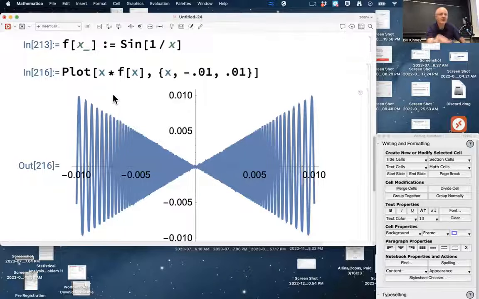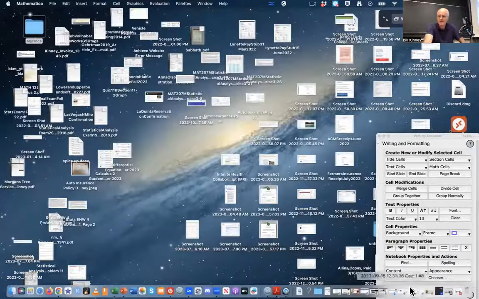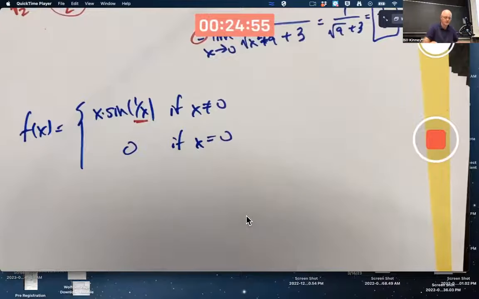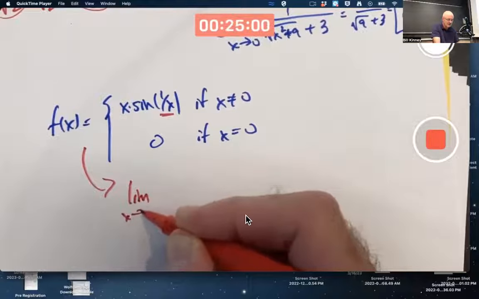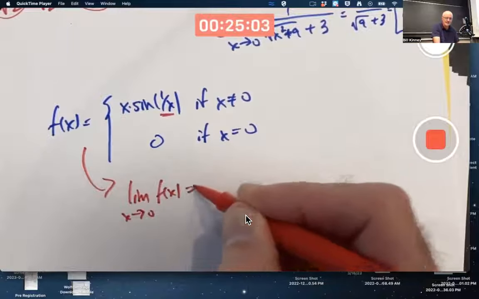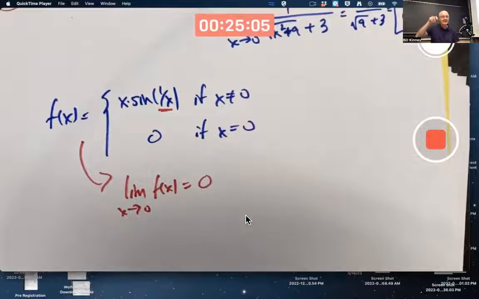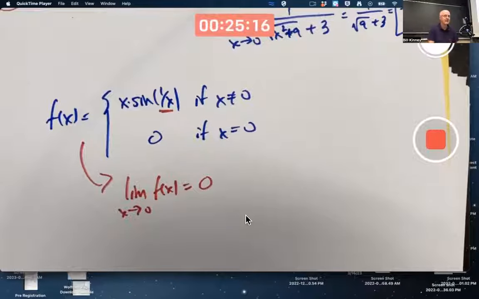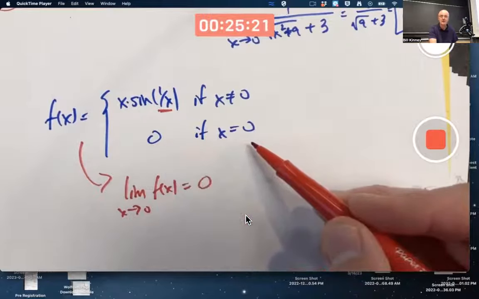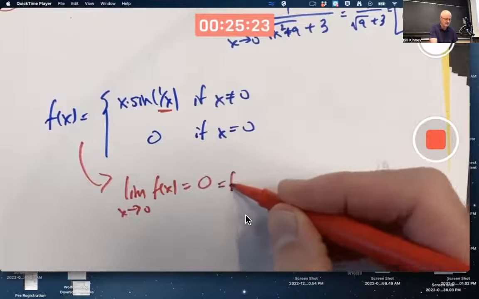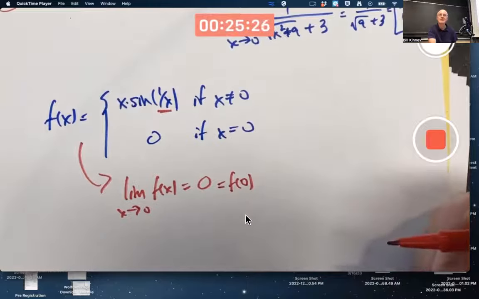What's the limit of this new function as x goes to 0? Let me write it by hand. The limit of this new function as x goes to 0 does exist, and it is 0. It is oscillating infinitely often, but those oscillations are getting smaller and smaller, small enough to say this limit is 0. And in fact, if I've defined the function to be piecewise like this, to say it equals 0 if x does equal 0, then in fact, I've also made it continuous. It's even continuous.